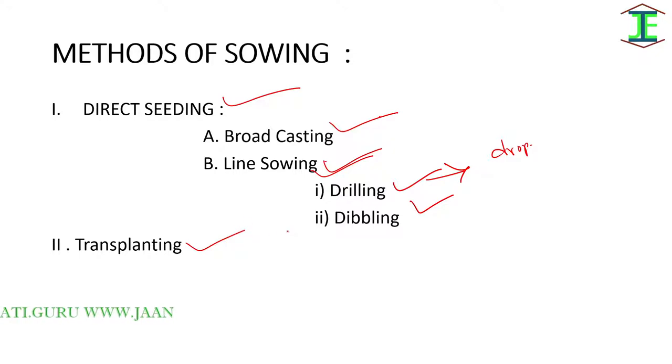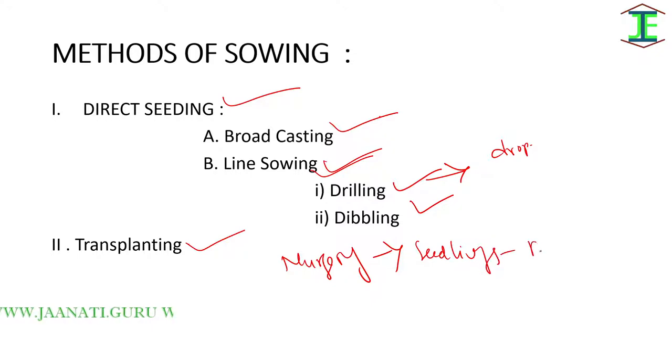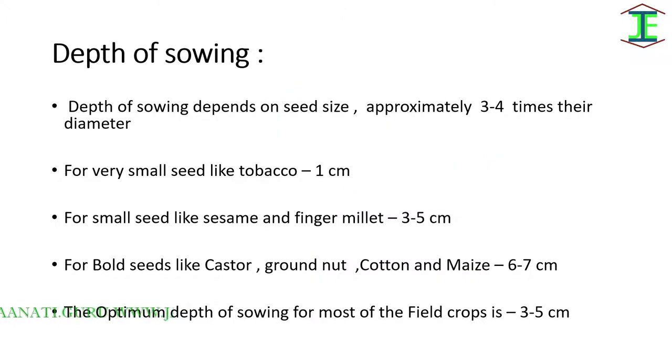In transplanting, first we sow the seeds in the nursery. After we allow the seedlings to grow, we shift the seedlings to the main field. This is transplanting. Next is depth of sowing.